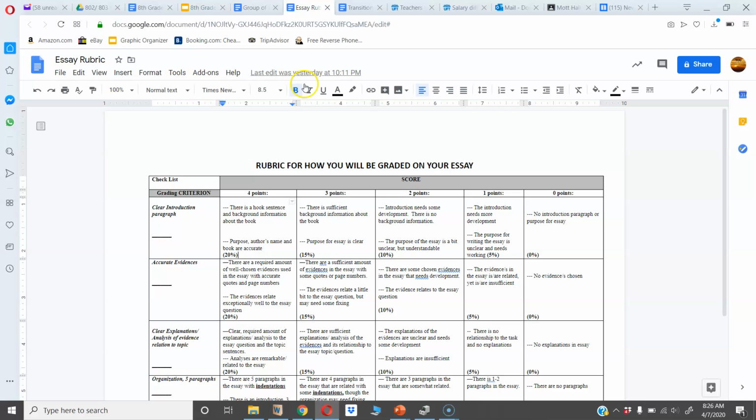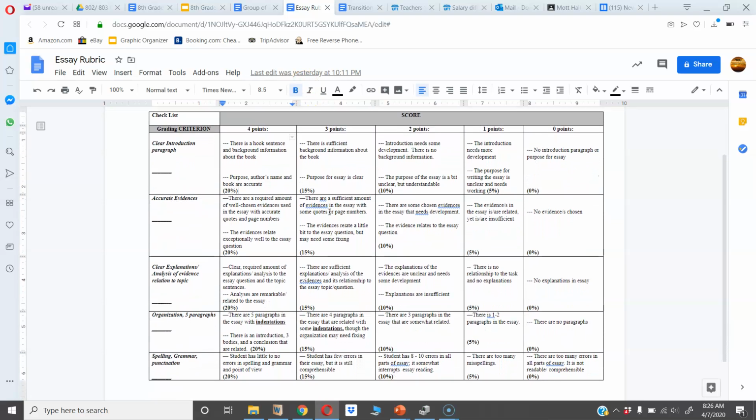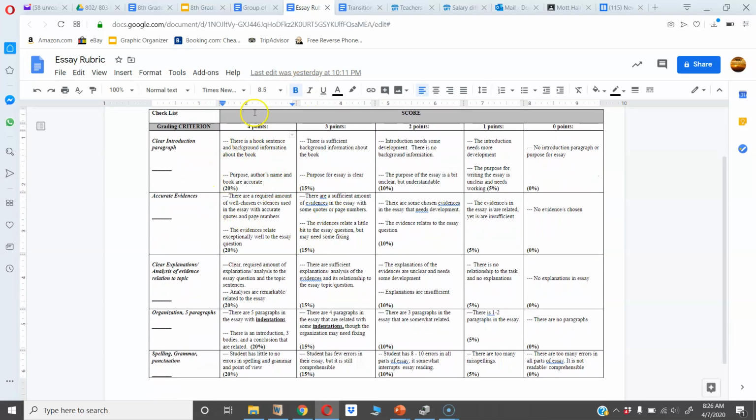The rubric is similar to the last time. Make sure that you review the rubric. We are only aiming for 4 points here, and even above that. Not aiming for 3, 2, or 1. We're aiming for 4 straight through. Spelling and grammar gotta be on point. Organization, clear explanations, accurate evidence, and a clear introduction need to be on point. Okay. That being said, all the best, and you may start right away.